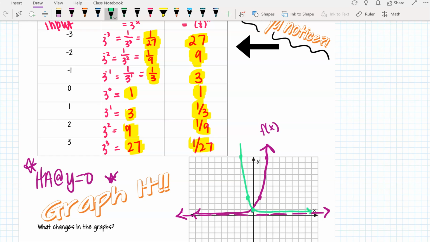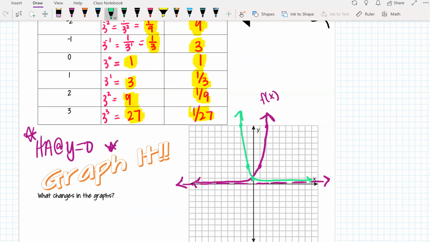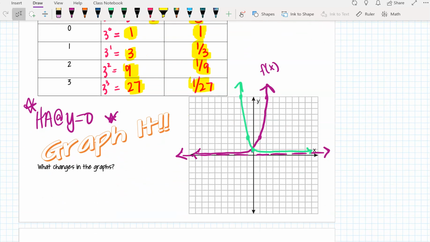will look like this. So now when we look at the graphs, okay, what do you notice? Okay, so that's what this question is asking. What do you notice? Okay, so I want you to think about that and then come back.